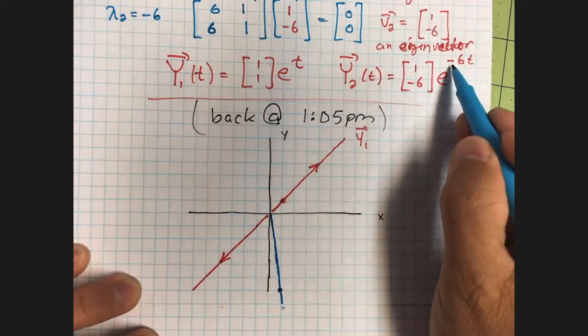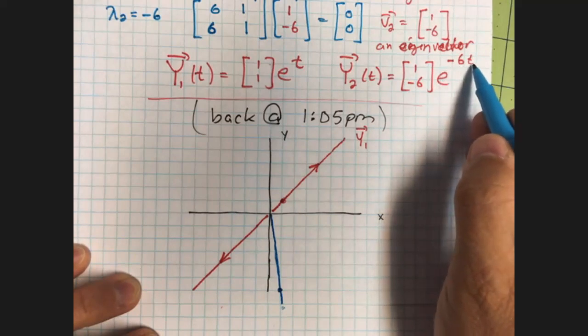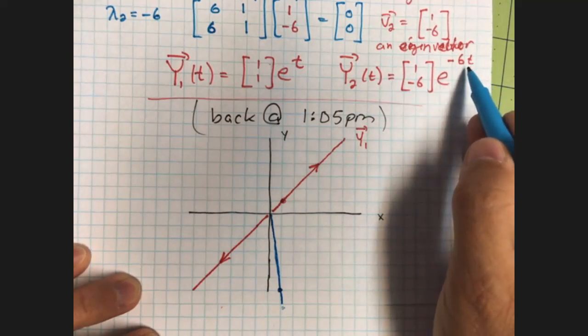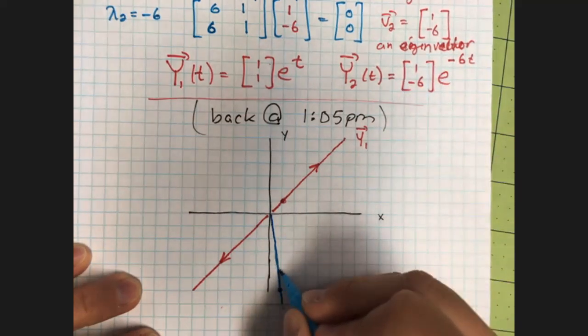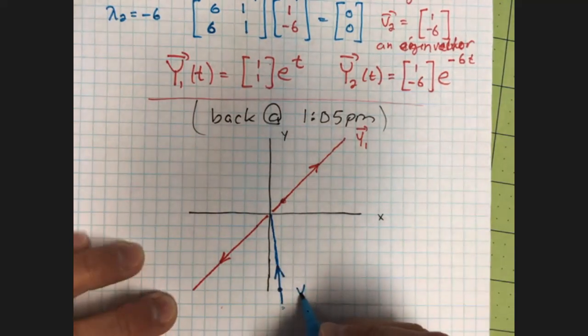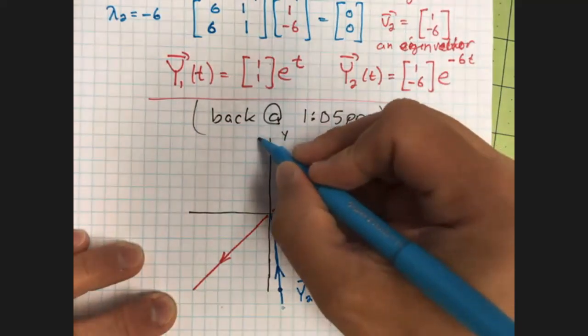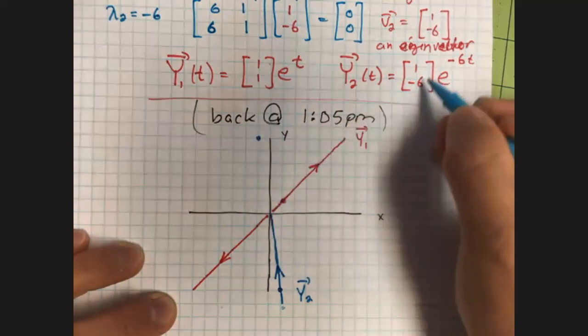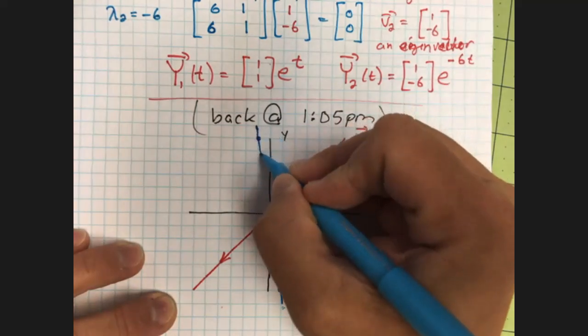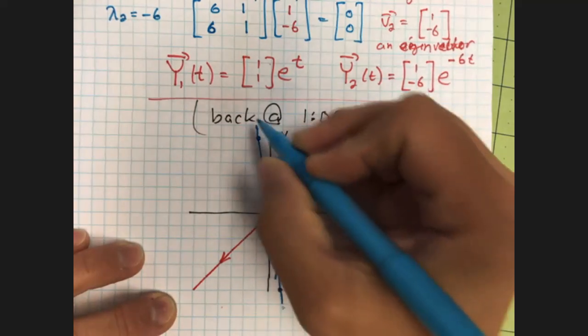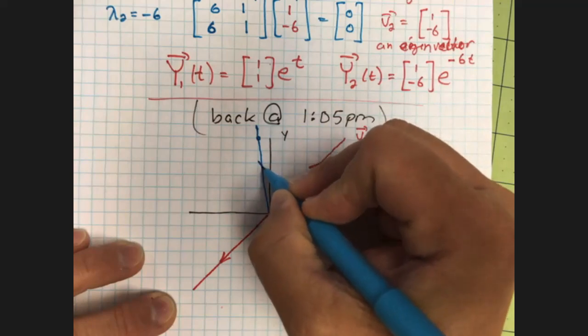But this time, what's the t? The -6t, this is exponential decay. As time goes forwards, I decay. I get smaller and smaller numbers, but still glued to this vector. So this straight line solution is going inwards. Here's its opposite mirror image, -1, 6, coming in here, going inwards.